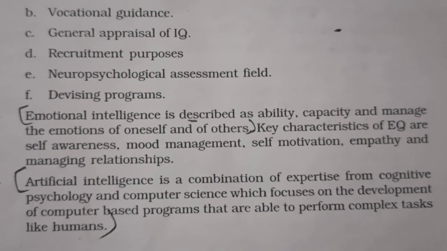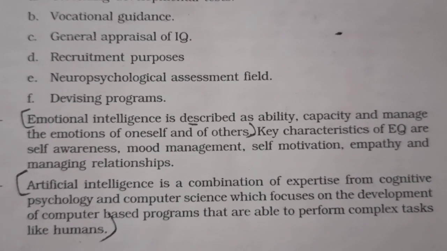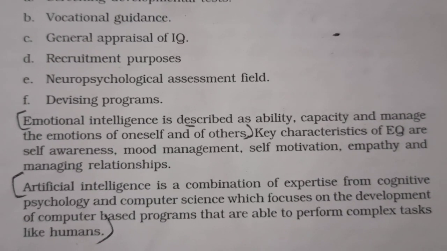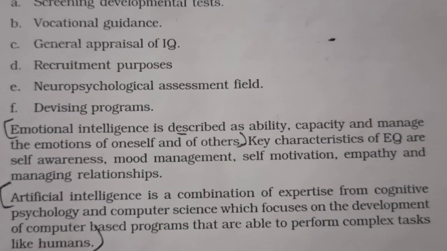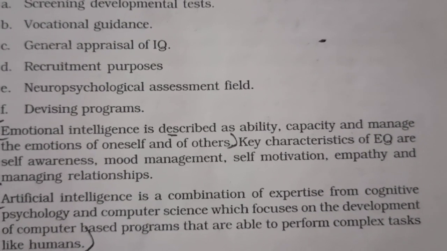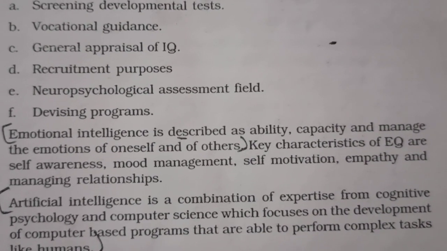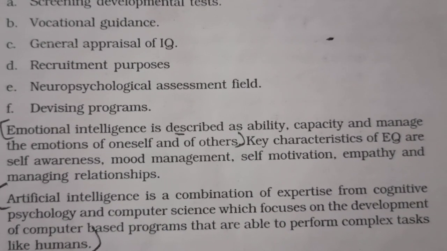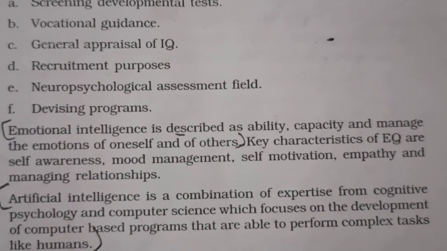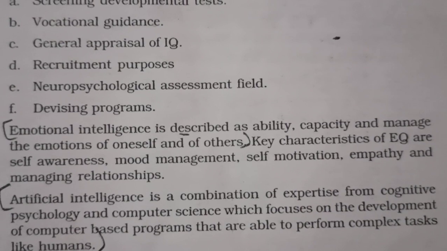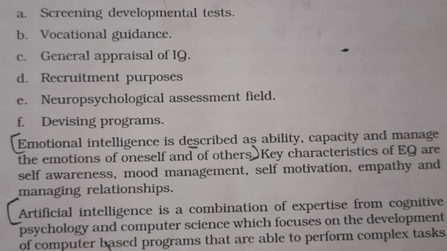Key characteristics of emotional quotient are self-awareness, mood management, self-motivation, empathy, and managing relationships. When you are able to understand your own feelings and emotions and others' feelings and emotions, there is self-awareness and mood management, you are able to manage yourself. And self-motivation: when you feel down or low, you motivate yourself. Then empathy, then managing relationships.